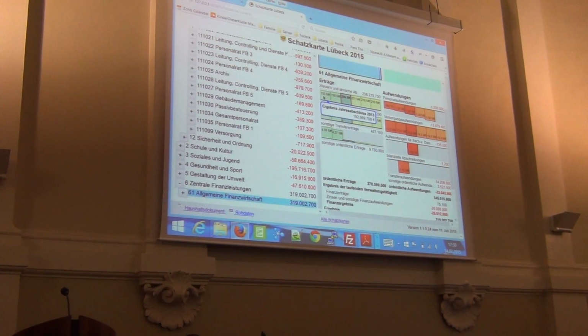Usually the first one would be the final result of the year of 2 years ago. But of course, Lübeck, they are a little bit like 6 years behind, so it's a little difficult. So they changed the budget rules.